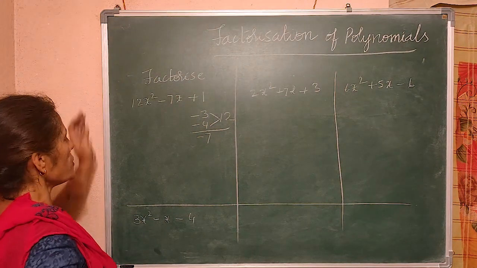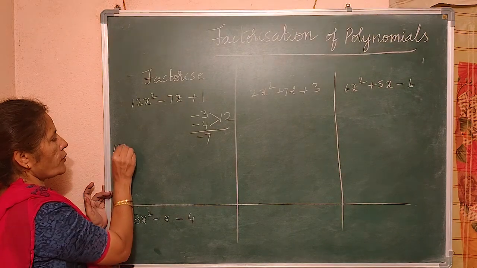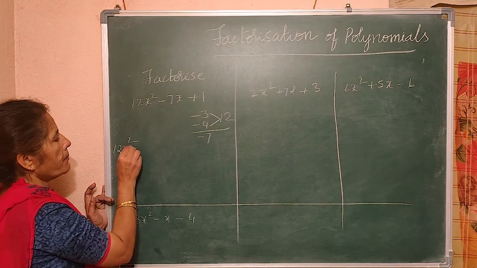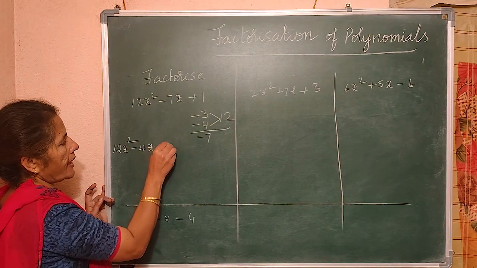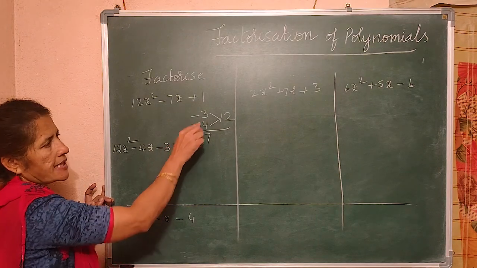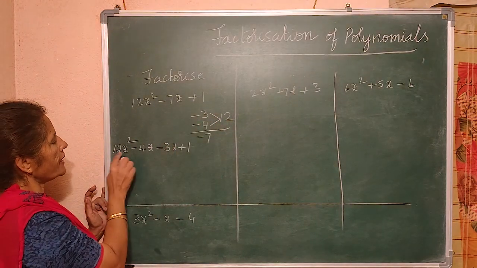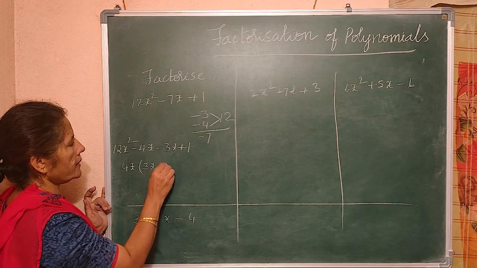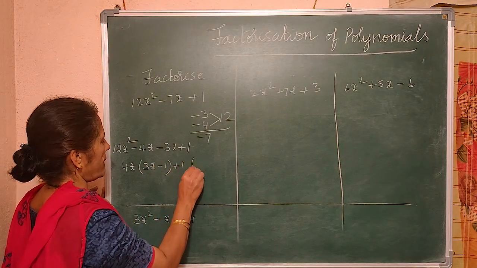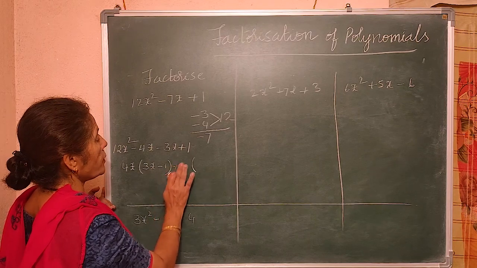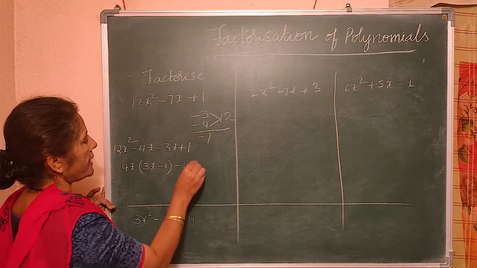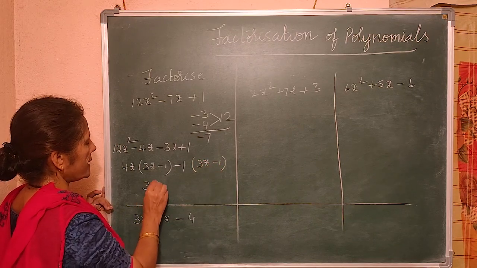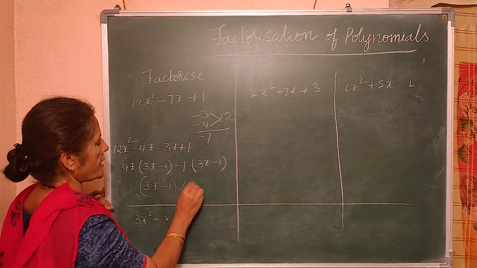Did you all understand? So I write down 12x squared. See, I am only splitting the middle term: minus 4x minus 3x plus 1. This you do on the side. Now, in these two, 4x is common. Take out 3x minus 1. Plus 1 is common. Take out minus 1, because you get 3x minus 1. So 3x minus 1 is common. Take out: 3x minus 1 into 4x minus 1.